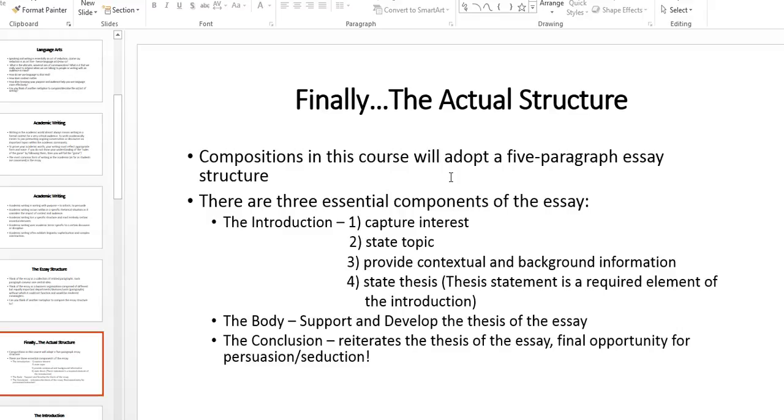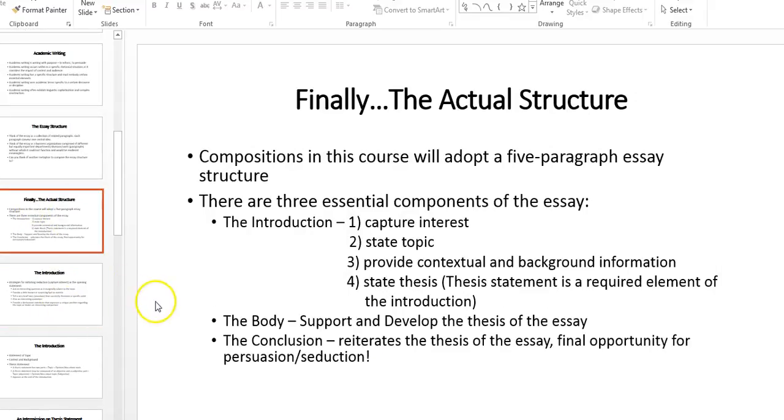The main thing to learn here or to keep in mind here is that all academic writings share that same structure in that it starts with an introduction, it develops its idea in the body, and it concludes in the conclusion.